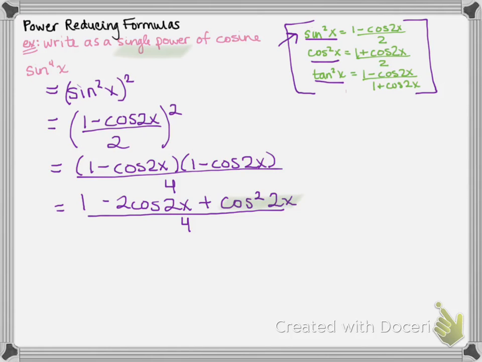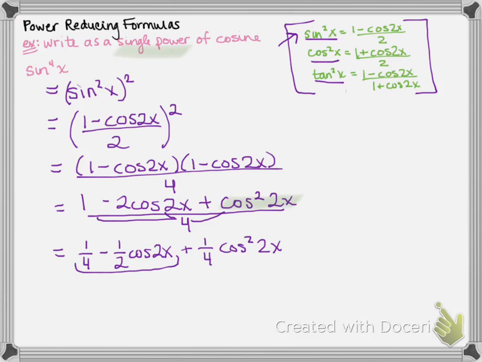First, we're going to deal with the single term denominator. Put the 4 under each of these terms. So 1/4 minus 2/4 cosine 2x, or 1/2 cosine 2x, plus 1/4 cosine squared 2x. The 1/4 is there because we put the 4 under each term, because it's a single term denominator, and dividing by 4 is the same as multiplying by 1/4. So now we're going to deal with this cosine squared 2x. We're going to leave these guys alone and deal with the cosine squared 2x.